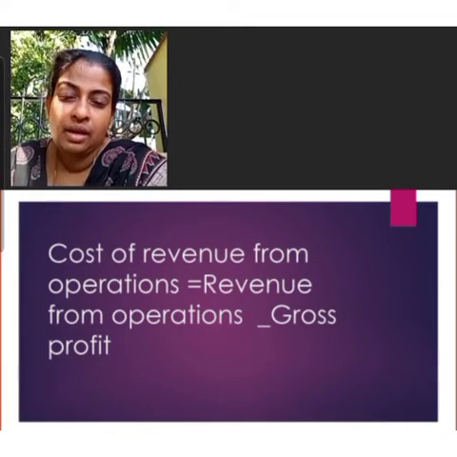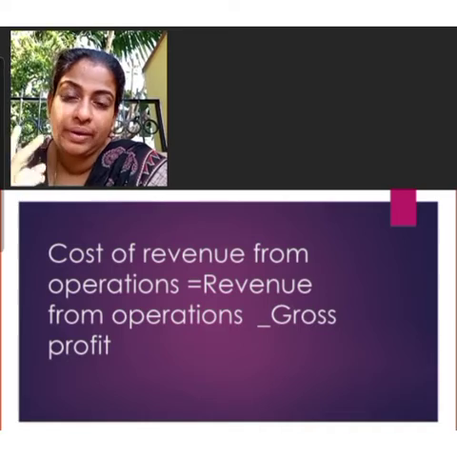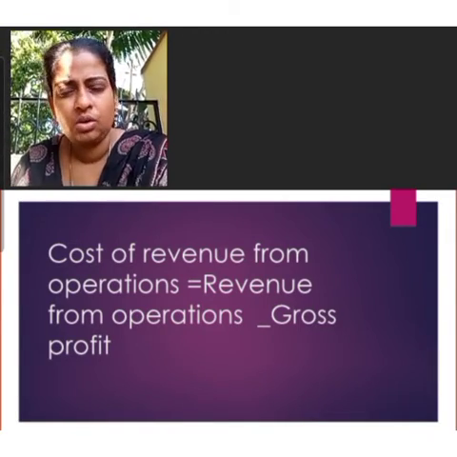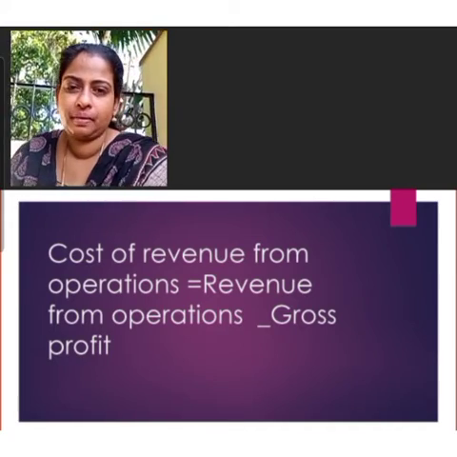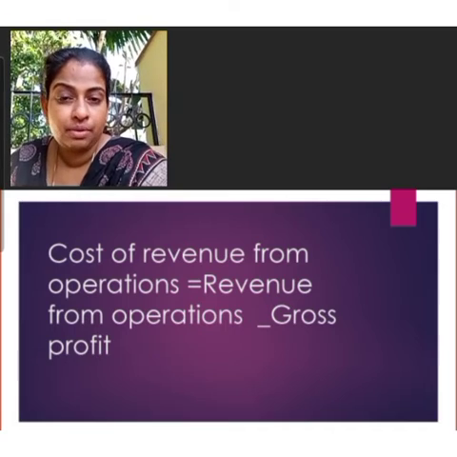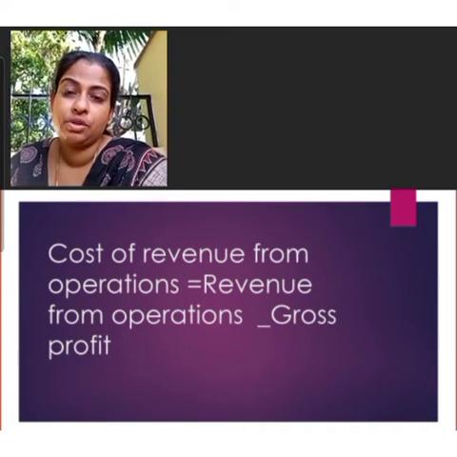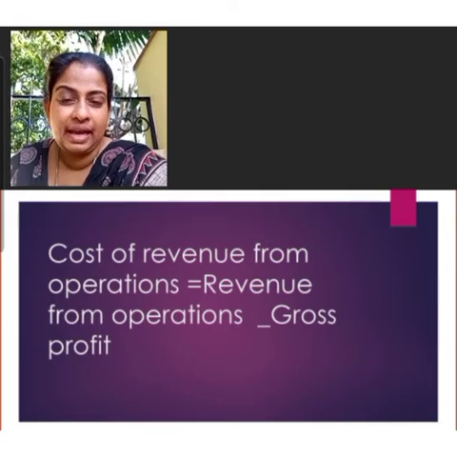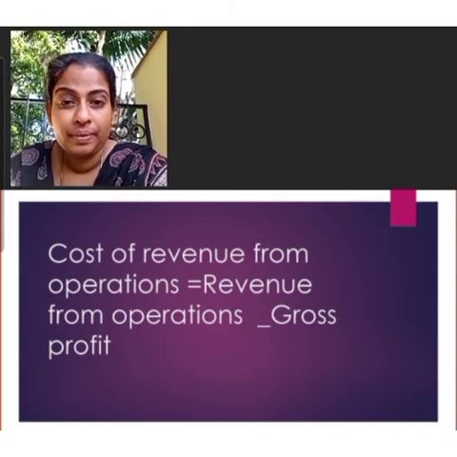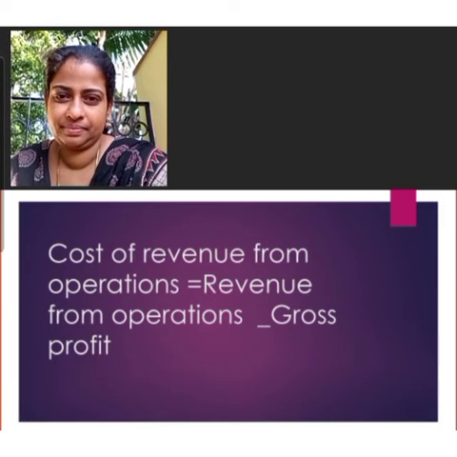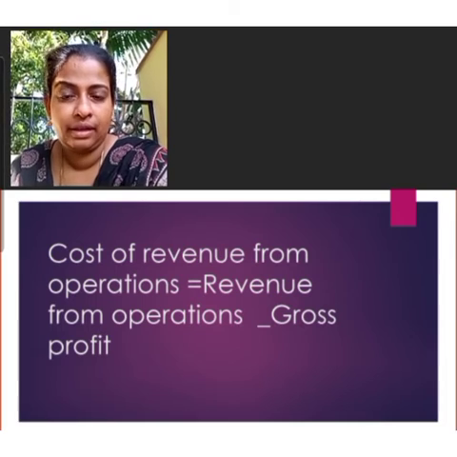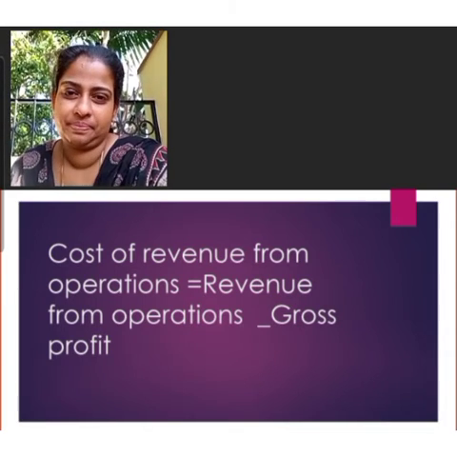In this module, we have learned two equations for calculating gross profit and cost of revenue from operation. The first one is GP equals revenue from operation minus cost of revenue from operation. Then another equation is cost of revenue from operation equals revenue from operation minus gross profit. By drawing the trading and profit and loss account, we can also find out the amount of GP.